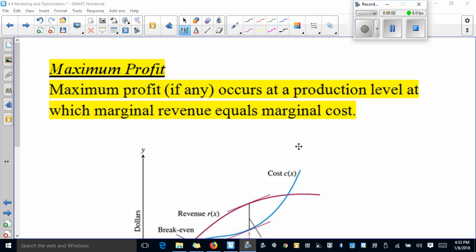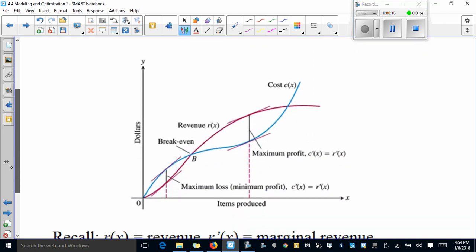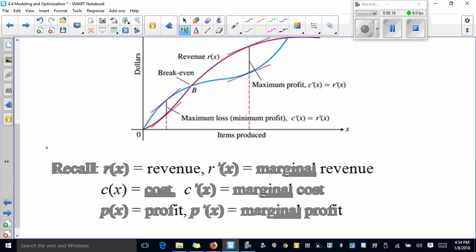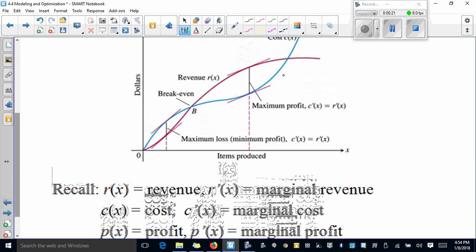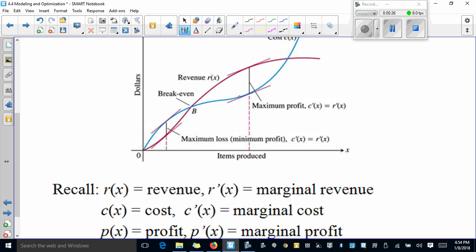The blue one is going to be your cost function, and the red or maroon colored one is your revenue function. We want revenue to be above the cost, obviously, right? So that's why they're showing you this one here. Even though their slopes are exactly the same, that's a maximum loss, because even though you have the marginal cost and marginal revenue being exactly the same, the value of the cost is larger. So when you subtract them, you'll get a negative value.